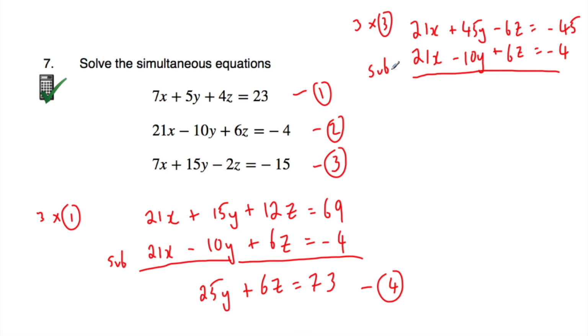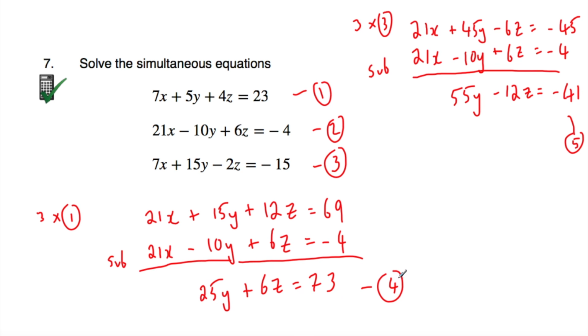So 21x take away 21x, they cancel out. 45y subtract minus 10y would be 55y. Minus 6z take away 6z, that would be minus 12z. And then finally, minus 45 minus 4. So it means we're going to go back down 4, so that would be minus 49. Okay, so that's fantastic. We've now got two equations without x in them. And I'm going to call that equation 5. So that's going to be equation 5.